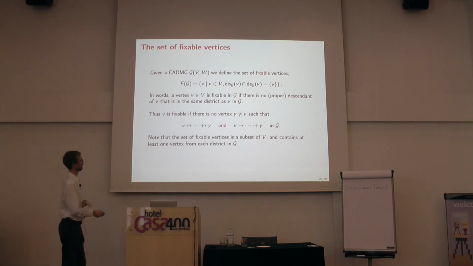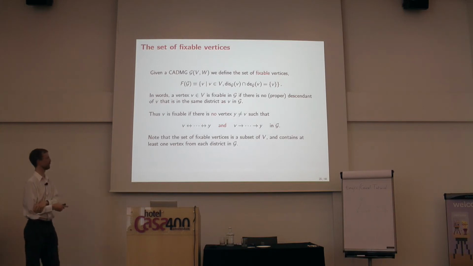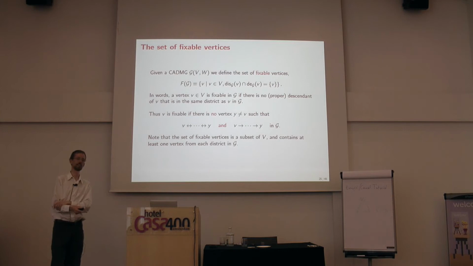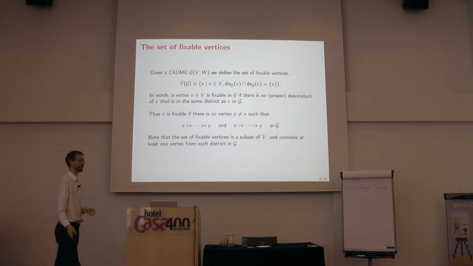So this will be the set of fixable vertices, a subset of V, and it contains at least one vertex from every district in G. You can sort of see that if I'm at a vertex in the district that's not fixable, then it has a descendant in the district. So I go to that descendant, and I just keep doing that until eventually I get to some vertex in the district that has no descendant in that same district.